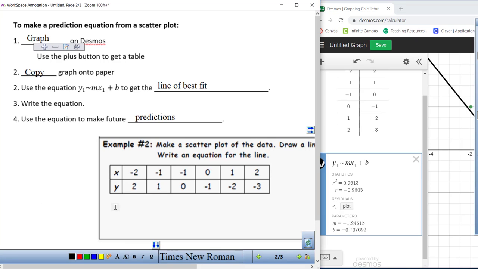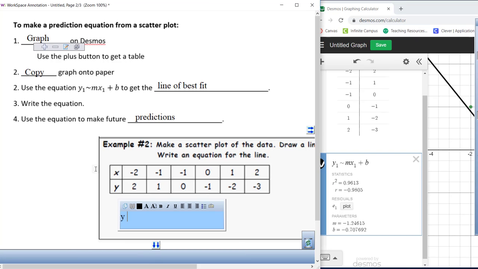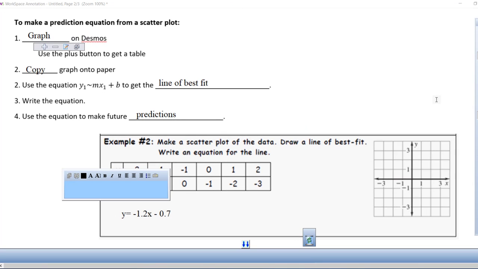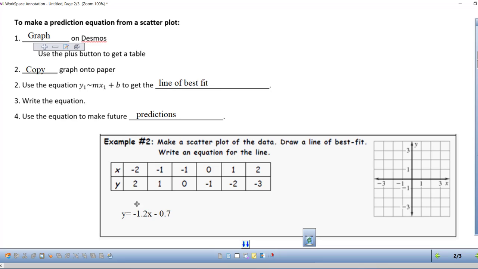So in this case, we would copy our equation and put y equals mx plus b. Our m we see is negative 1.24615. We don't need all of that. We can put just negative 1.2x, and then we have plus b, and in this case our b we can just say is negative 0.7. This is our equation of the line of best fit.